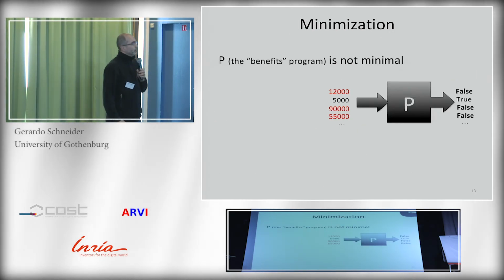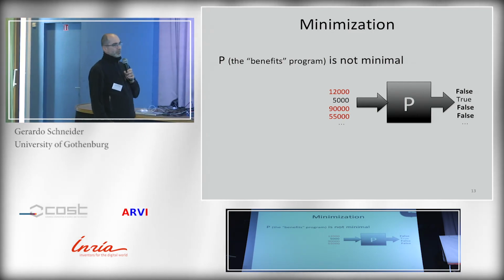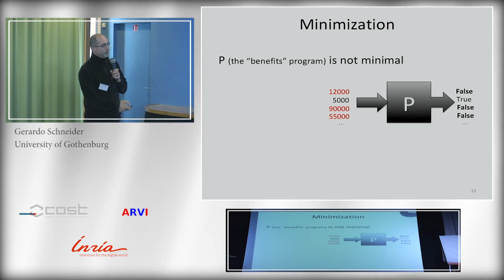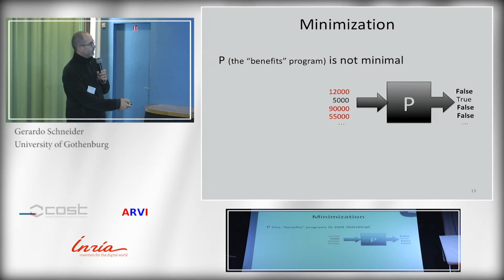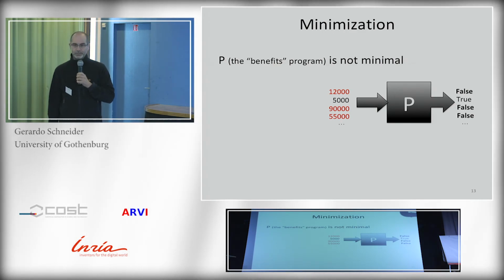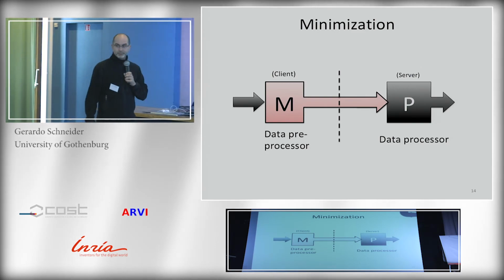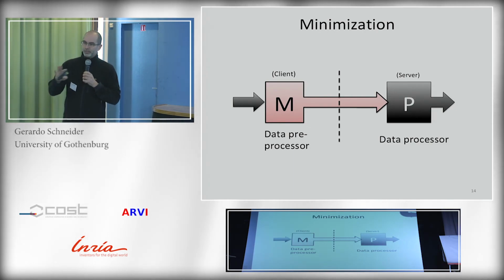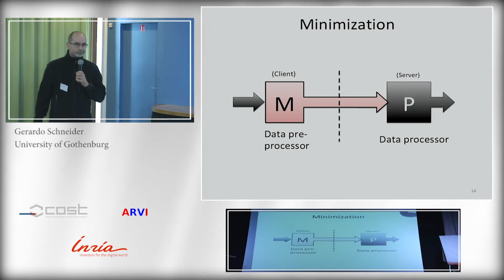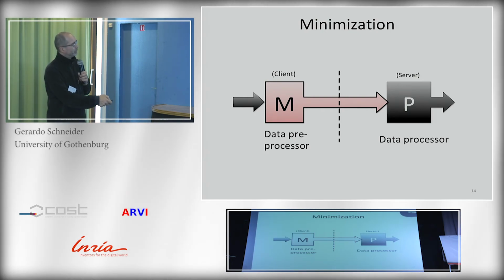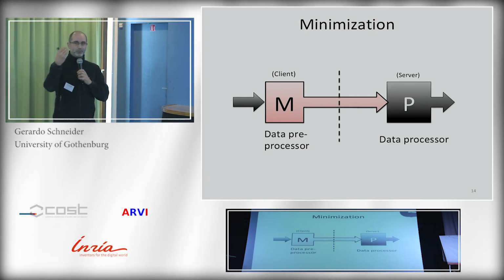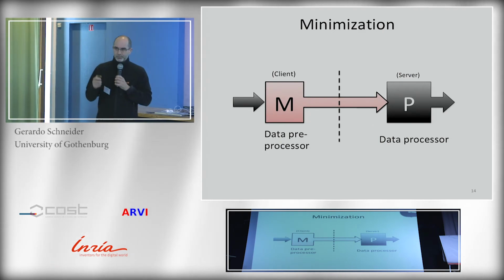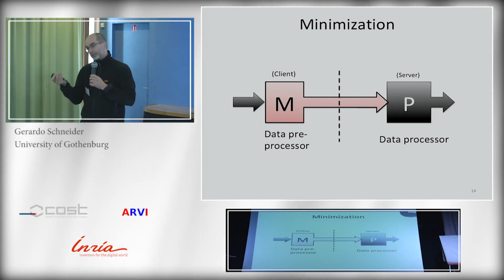Okay. Let's take again this benefit program. It's clearly non-minimal, as we have seen already. All the red values here map to false, and only the black one here maps to true. So the question is, can we minimize? Can we do something to obtain minimization? And we don't want to touch the program. For the time being, this is a black box for us. So the idea is to define a preprocessor on the client side, assuming that the program is on the server side, in such a way that this preprocessor filters the input so the program only receives minimal data.